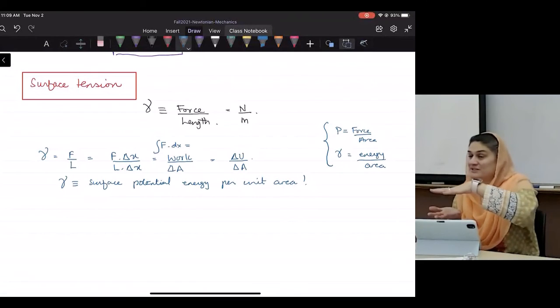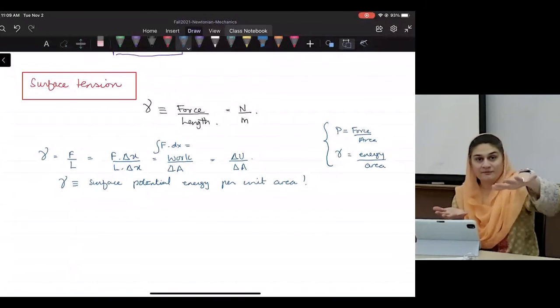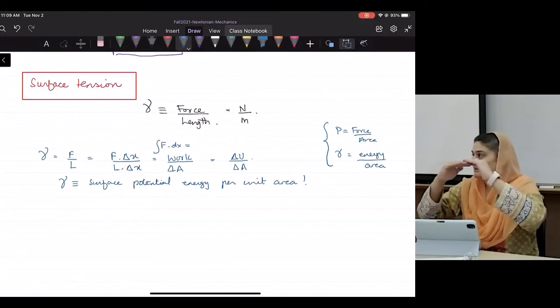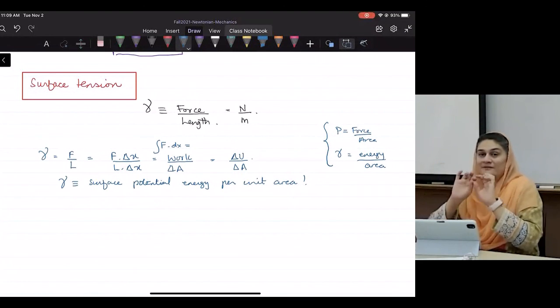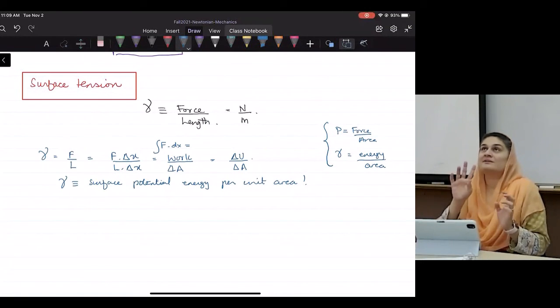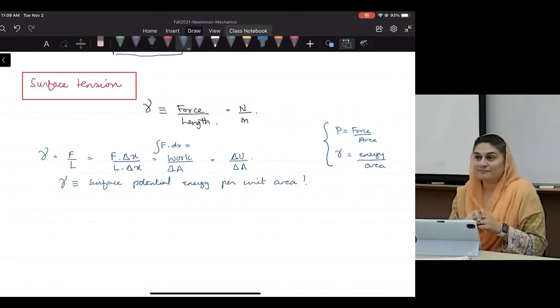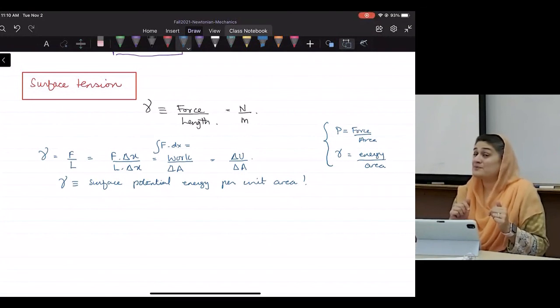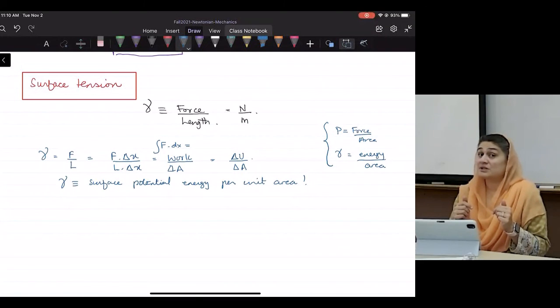For most substances, there is only one surface. Like if you have a water container, only one surface. But a soap bubble is a good example of an object that has two surfaces. So it has to maintain both. If one of them collapses, will the soap bubble exist? It has to maintain both.